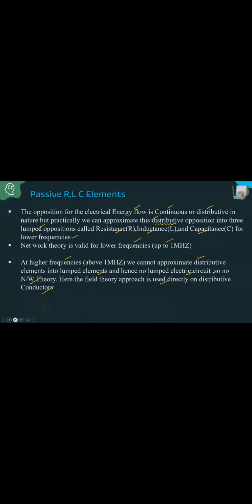Now we are introducing the three elements to represent the opposition for the flow of electrical energy in the conductor. One is resistor, another one is inductor, third one is capacitor. There are three parameters. One is resistance, another one is inductance, and the third element is capacitor. This is a capacitor, this is inductance, and this is the capacitance.